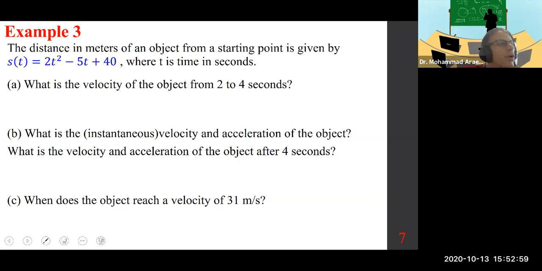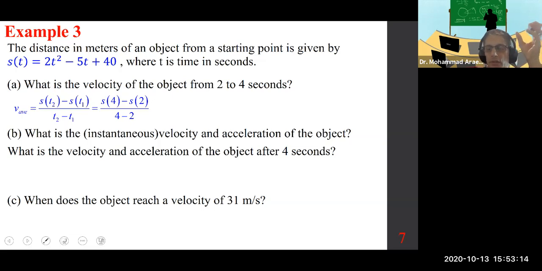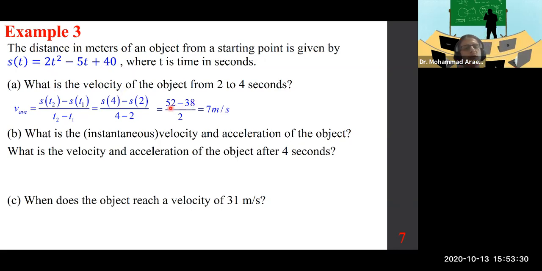So the first part is very basic algebra, okay? S of 4 minus S of 2 over 4 minus 2, the total distance over the total time. So we just plug in. Plug in number 4, gives you 52. Plug in number 2, gives you 38. So subtract 38 from 52, and it's meters per second.